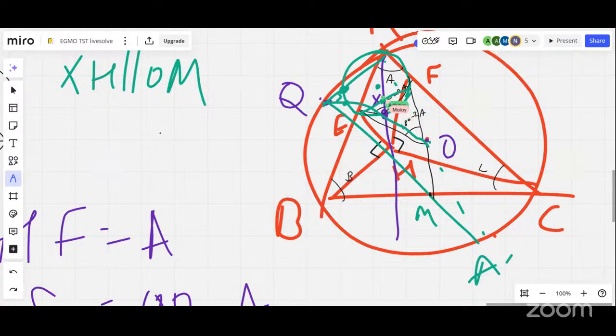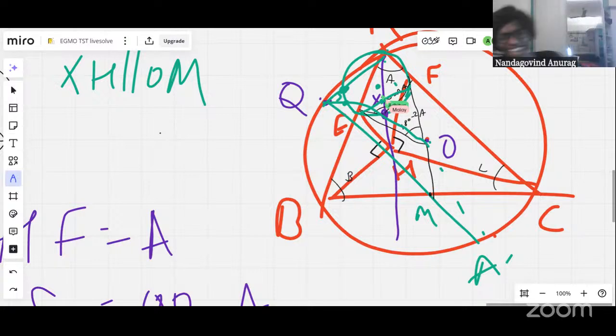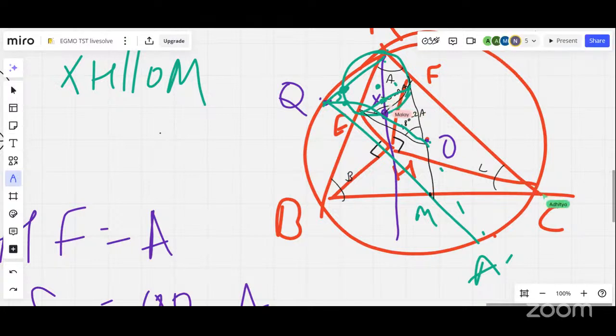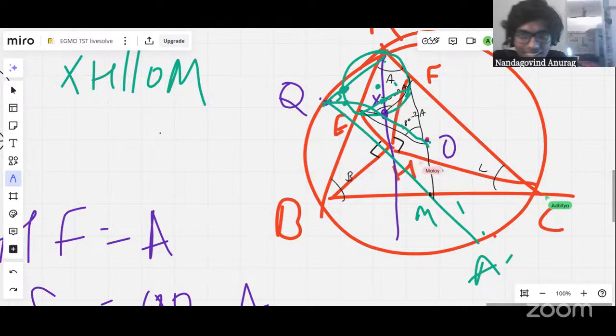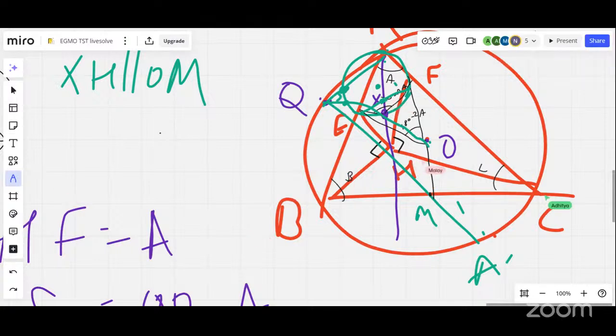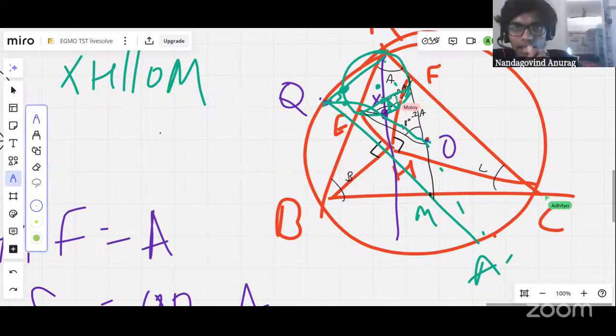Okay, did you understand the finish? No. Okay, so introduce the midpoint of AH, which is also the midpoint of EF. Call it N. So the second intersection of ABC and AEF is the reflection of A in NO, right?